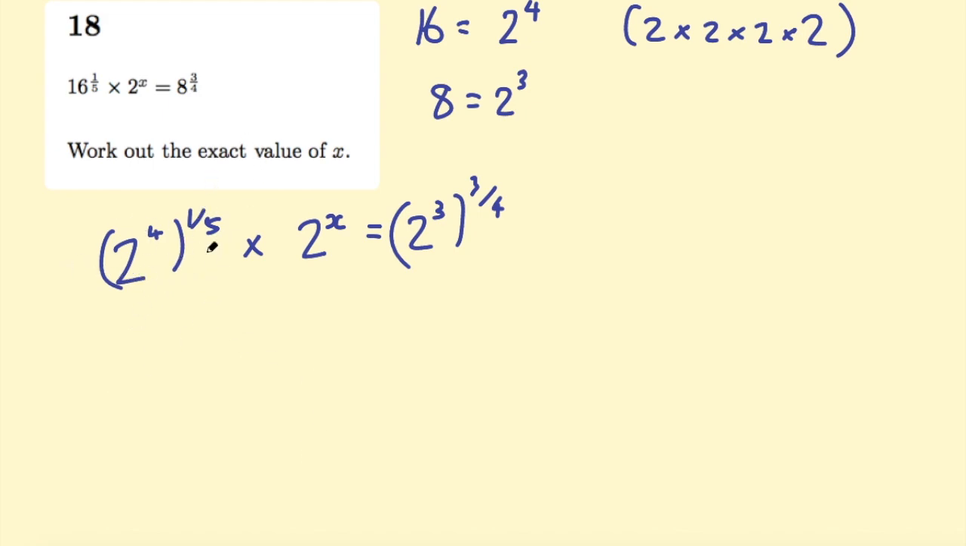And we can simplify these a little bit, so that will be 2 to the power of 4 over 5 times 2 to the x equals 2 to the 9 on 4.